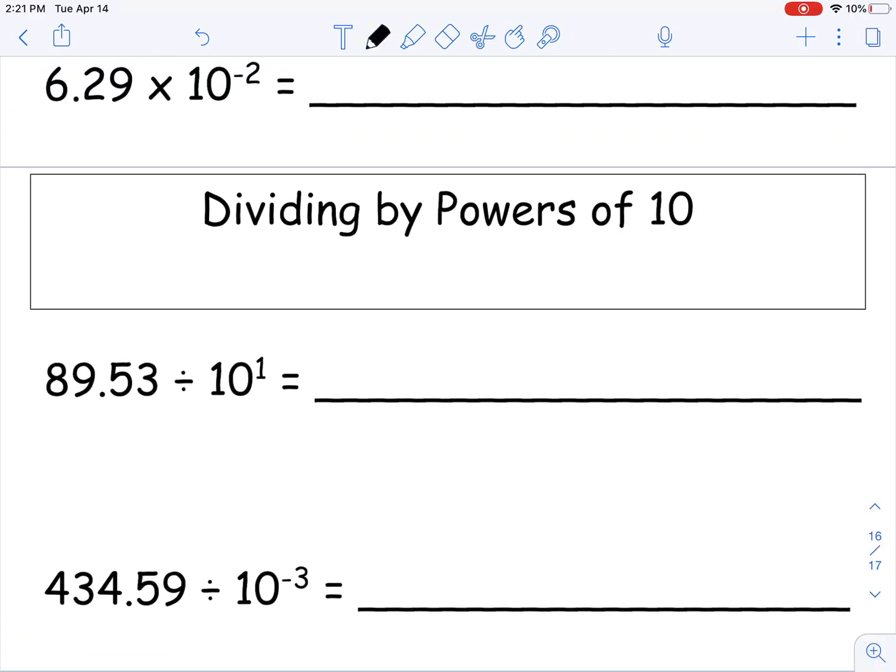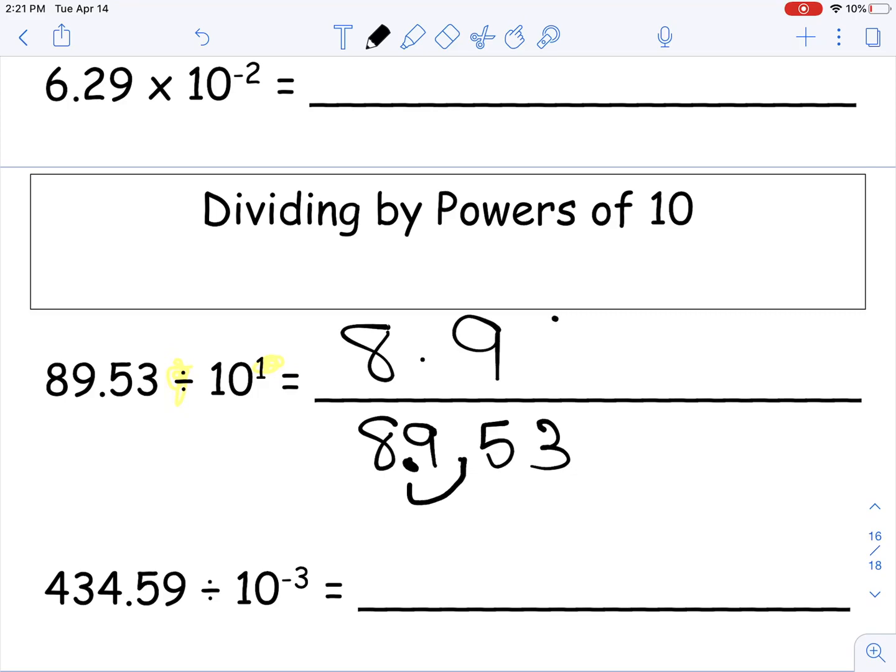All right. Division. Remember, division is the opposite. So, positive division means we're going to be going to the left. So I have 89.53. I'm going to go to the left 1. So it's going to be 8.953, 953 thousandths.